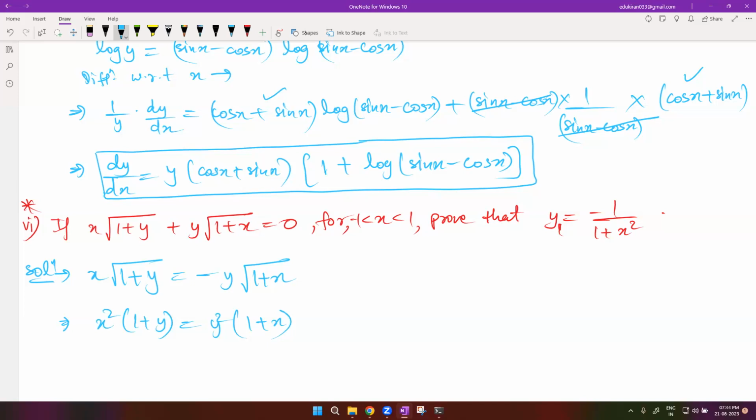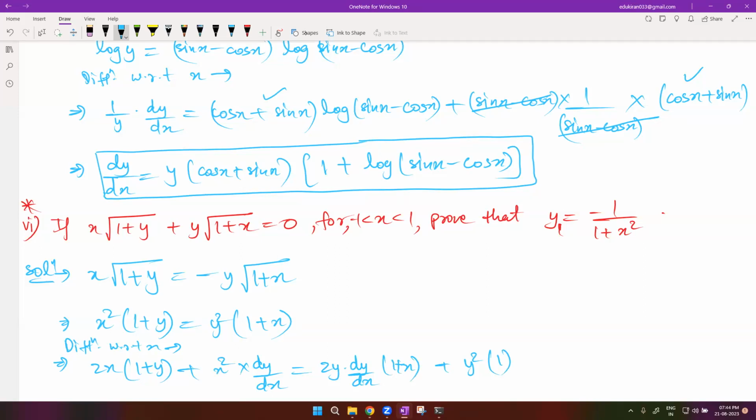Right? Now let's differentiate. So this should be 2x into 1 plus y as it is, plus x square as it is, and 1 plus y would be 1 is 0, y would be dy by dx. Now to the right hand side. Again, product rule: y square would be 2y first power, then 1 plus x as it is, plus y square as it is, and 1 plus x would be 1, and x would be 1.